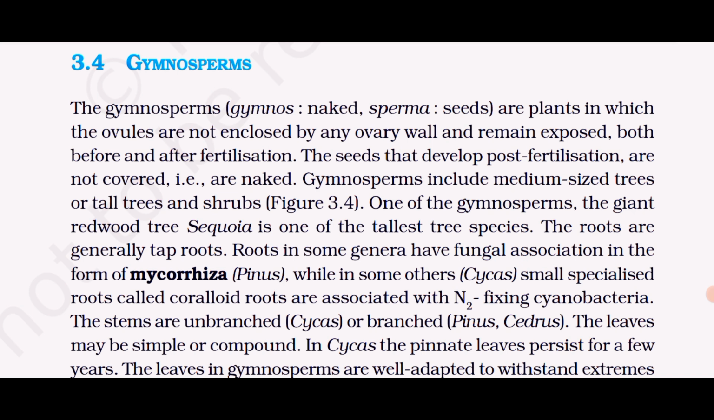The roots are generally taproots. Roots in some genera have fungal association in the form of mycorrhiza (Pinus), while in some others (Cycas), small specialized roots called coralloid roots are associated with nitrogen-fixing cyanobacteria. The stems are unbranched (Cycas) or branched (Pinus, Cedrus). The leaves may be simple or compound. In Cycas, the pinnate leaves persist for a few years.